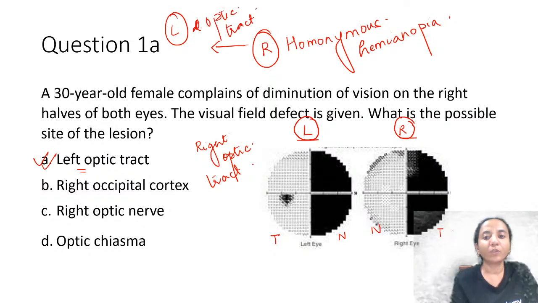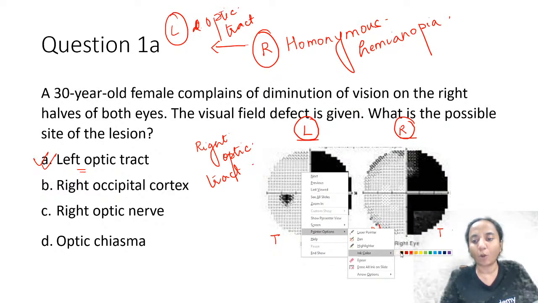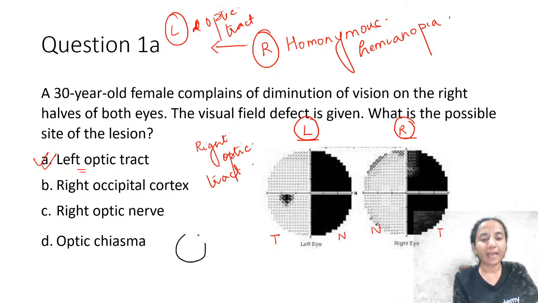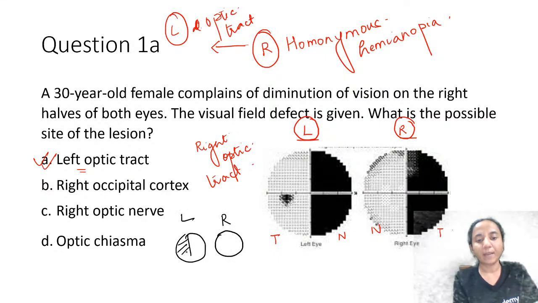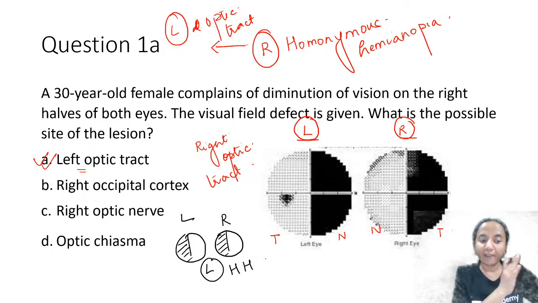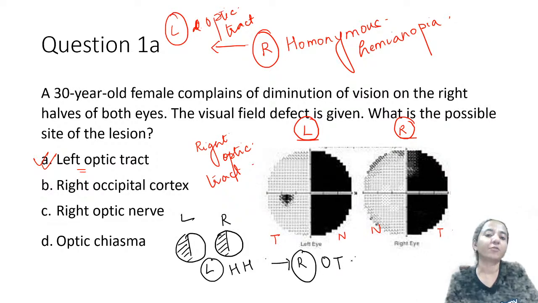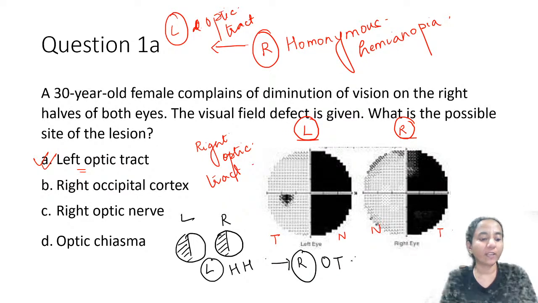Okay, now suppose this picture had been opposite. Suppose it had been like this. If this is the right eye and this is the left eye, then we would have called this a left homonymous hemianopia, because now the field defect is on the left hand side. So then we would have called this a left homonymous hemianopia, and the site of lesion would have been the right optic tract. Okay, so this is what is actually important to be learned from this question.